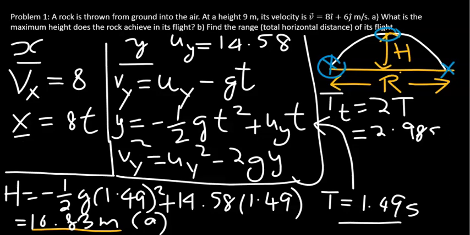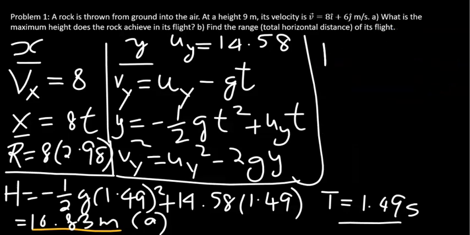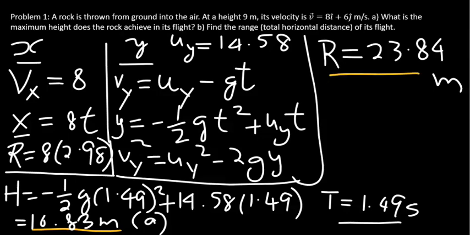So when x is capital R, which is the quantity that we want to determine, time has got to be 2.98 seconds. And you can determine the range, which will give you 23.84 meters. And that is the answer for part B. And that solves the problem.